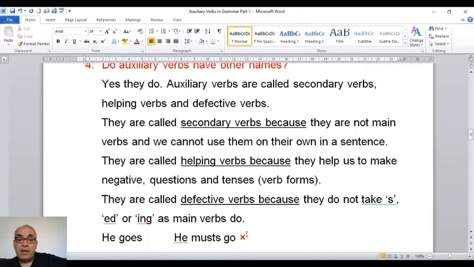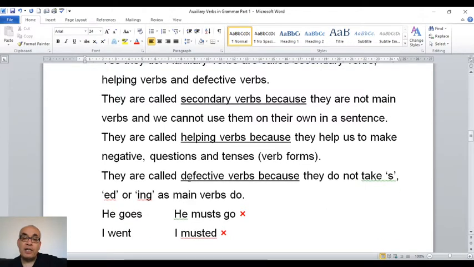Next, they are called helping verbs because they help us to make negatives, questions, and tenses. Tenses or verb forms. Tenses are the same as verb forms. Again, auxiliary verbs are called defective verbs because they don't take s, ed, or ing as main verbs do.